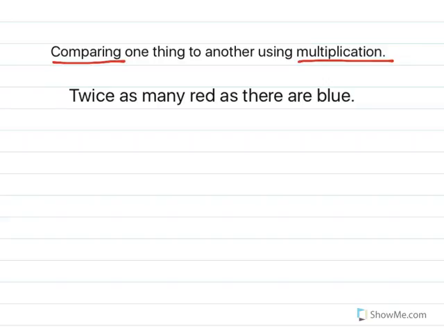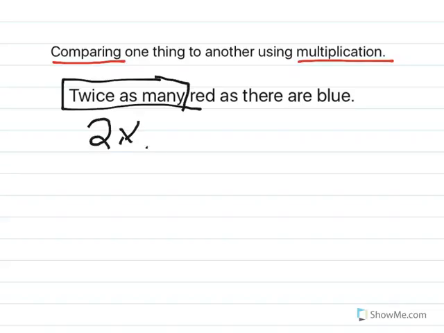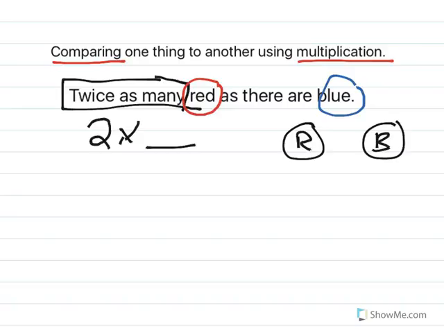Twice as many red as there are blue. I can see here that it's telling me there are twice as many. Twice means 2 times. So we have 2 times something. I can see here that it says that there are twice as many red as there are blue. I have my red and I have my blue. Now it tells me that there are twice as many red. That means red has 2 of whatever blue has.